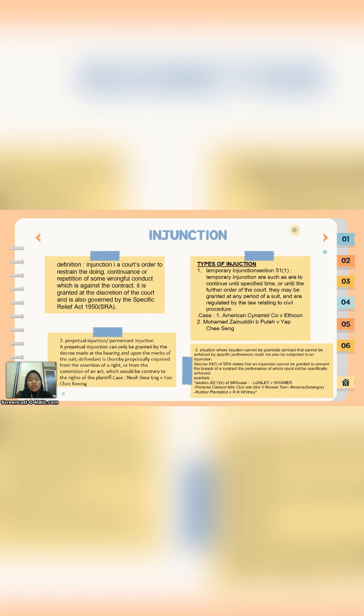However, this is a general rule. The exception is contained in Section 55 of SRA, which provides an exception to the above rules.